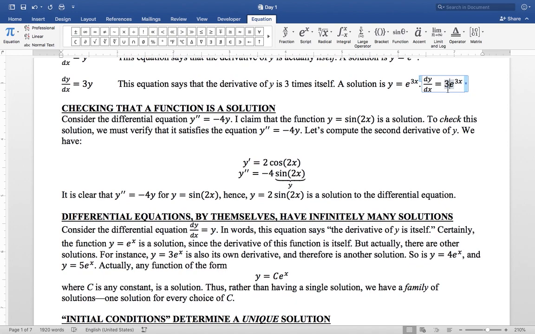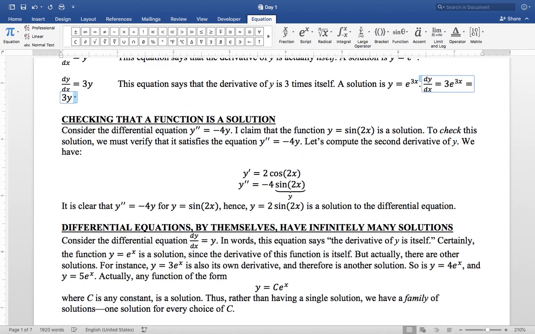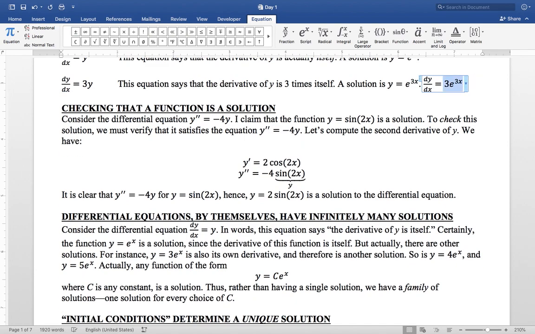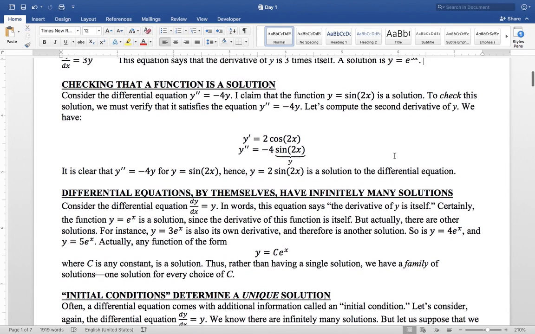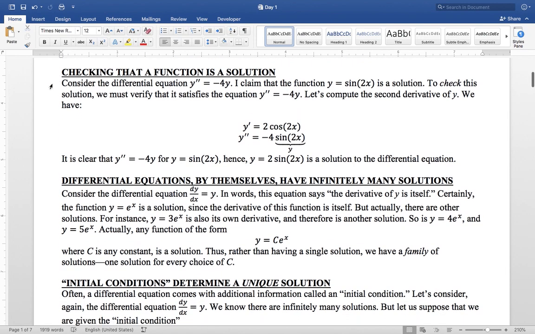So we see that dy/dx is 3 e to the 3x, but this thing right here, e to the 3x, is in fact y. So this is actually equal to 3y. So you can see that this function here has the property that its derivative is 3 times itself, and therefore satisfies this equation. We've already seen a bit of this, but let's just make it clear.